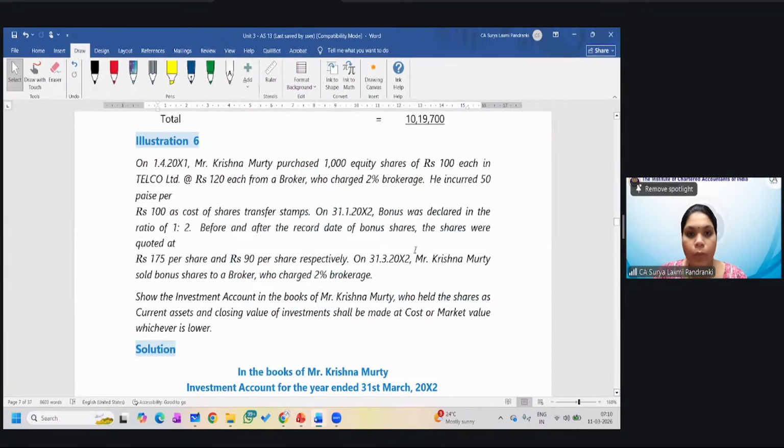Now we'll do this problem. I hope all are back. We had a quick revision of what we discussed in the last class, so we'll start a problem. So let us start this question. Illustration 6.